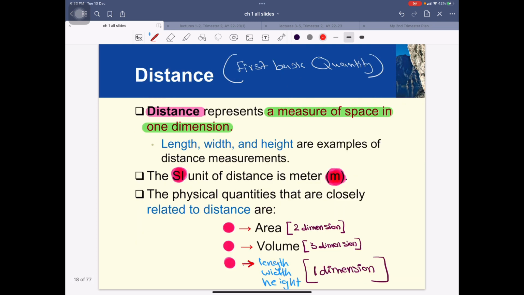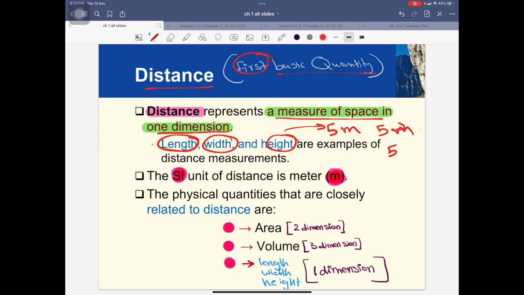Okay, let's go into more details. We have distance. Let's talk about the first basic quantity. We said it's basic. So distance is a measure of space in one dimension, meaning like length, like width, like height. I express it in one dimension like this: 5 meters tall, 5 meters wide, 5 meters in length. So it's a single dimension, one dimension. And the SI unit for distance is what?